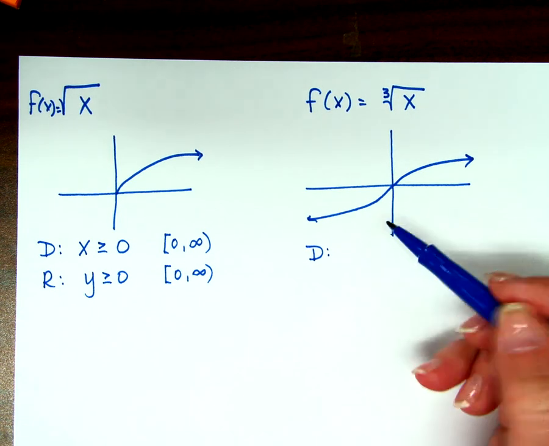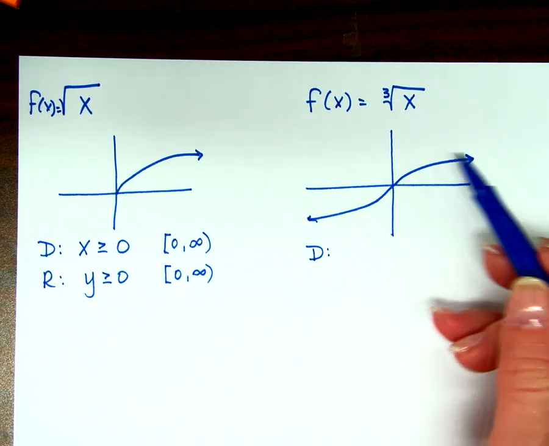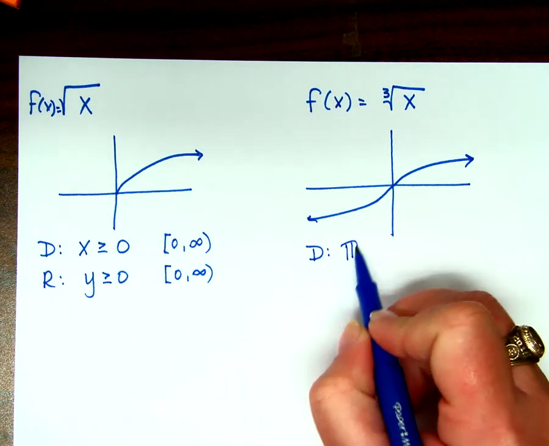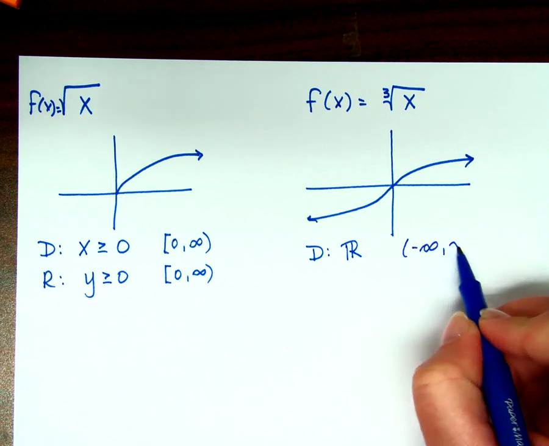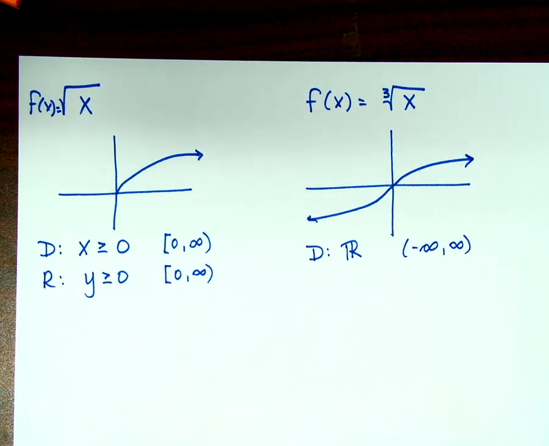How do you know that? How far left does it go? And how far right? So all real. Interval notation? Negative infinity to positive infinity, right? All the way left, all the way right.